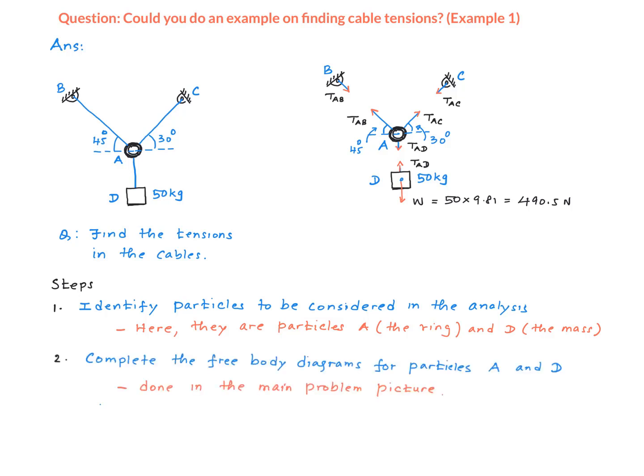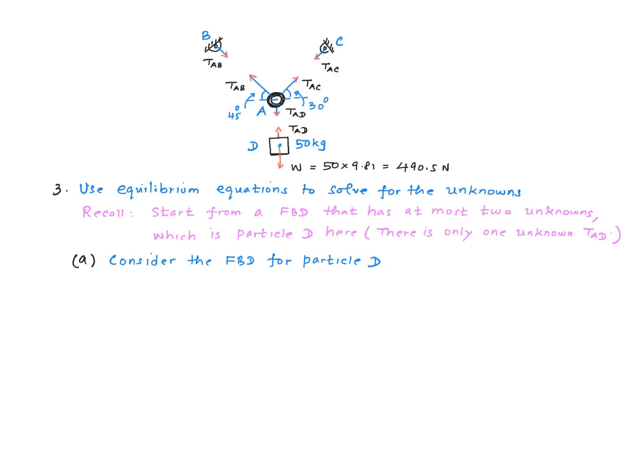The second step is to complete the free body diagram for the particles that we have identified for the analysis. So in this example, they are particles A and D, and we have completed the free body diagrams right in the main problem picture. If you recall, for this problem, we have discussed the details in some of the previous videos. If you haven't watched those videos yet, I recommend that you go back and watch them before you continue here. The third step is to use equilibrium equations to solve for the unknowns.